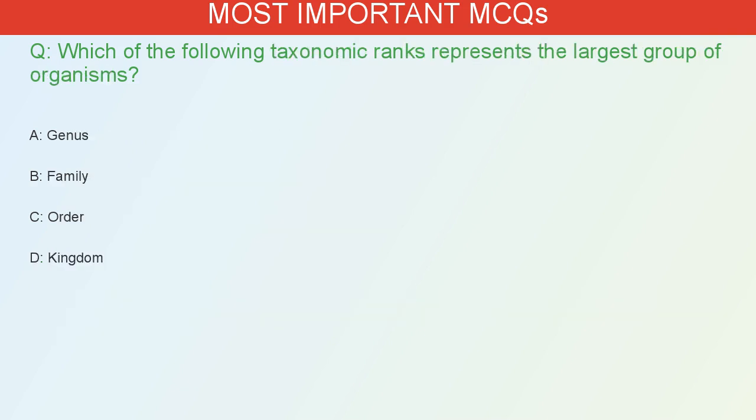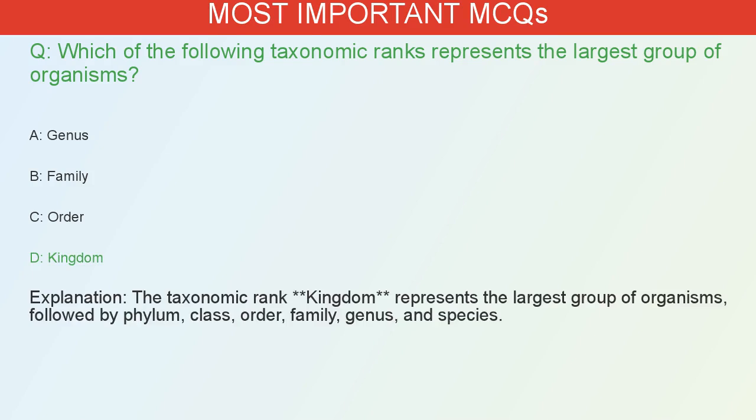Which of the following taxonomic ranks represents the largest group of organisms? A. Genus. B. Family. C. Order. D. Kingdom. The correct answer is D. The taxonomic rank Kingdom represents the largest group of organisms, followed by phylum, class, order, family, genus, and species.